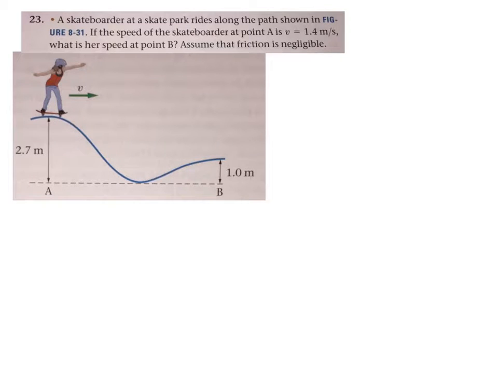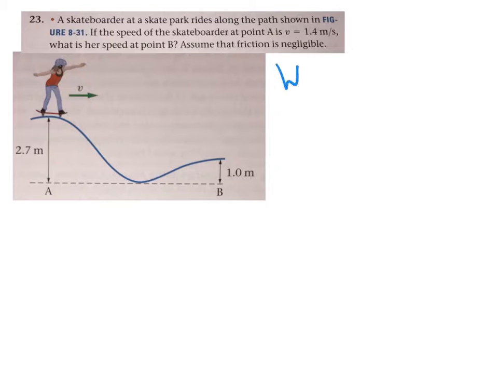Chapter 8, number 23. A skateboarder is at a skate park and rides along the path shown in the figure. If the speed of the skateboarder at point A is 1.4 meters per second, what is her speed at point B, assuming that friction is negligible?